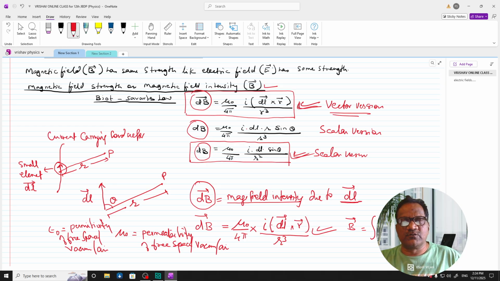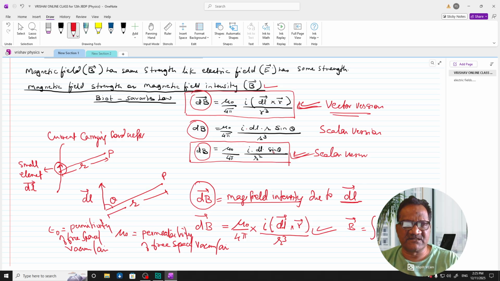So these are the two formulas which we are going to use to determine the magnetic field intensity of a small element of the current carrying conductor. And when we integrate this dB, we will get the value of B, the magnetic field intensity of the entire conductor. So this was just an introduction.